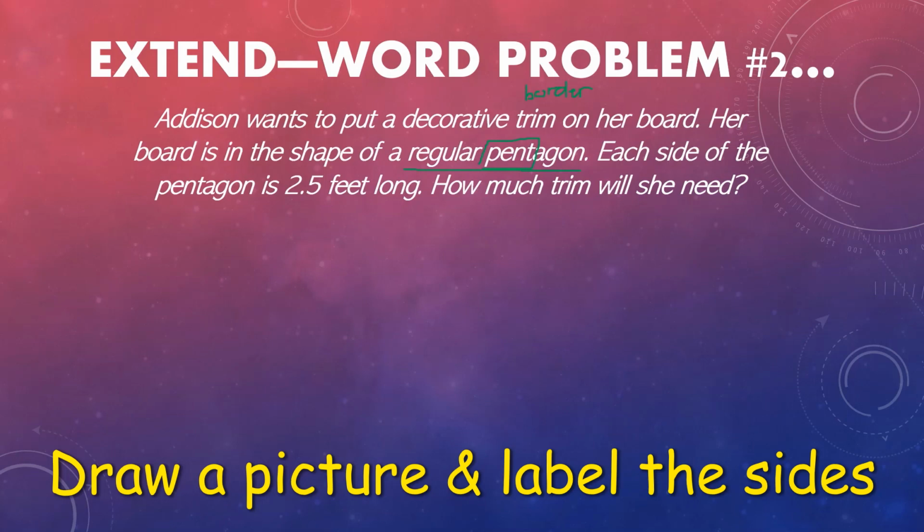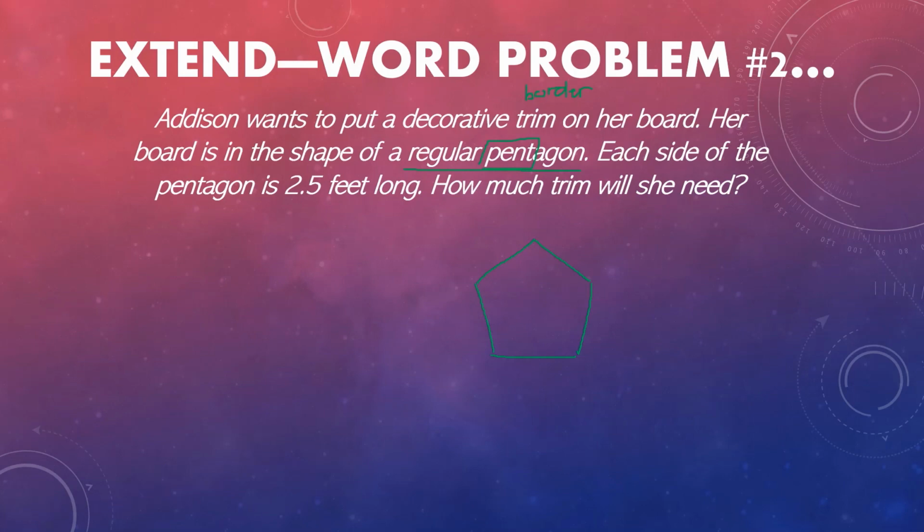I'm going to draw myself a picture of this regular pentagon. So if you can imagine with me that each of these sides are the exact same length. And it says each side, or one side, of the pentagon is 2 5/10 feet long. So I'm going to label each of these sides 2 5/10 feet long. Now that I have my picture down, I can really understand what they're asking for.